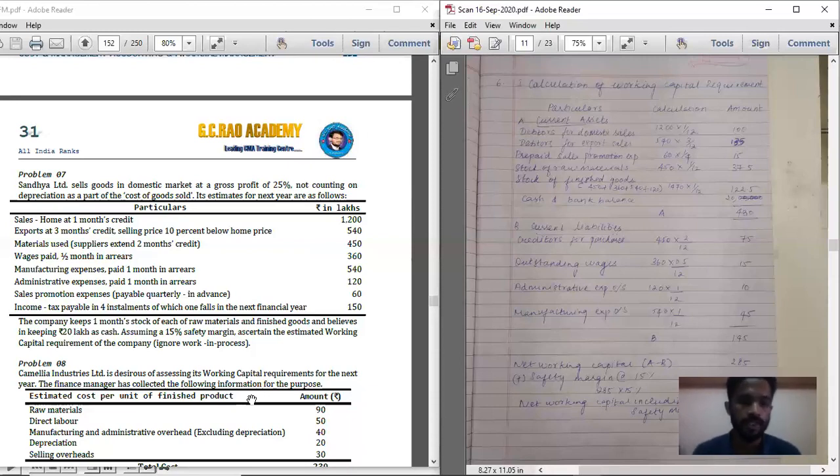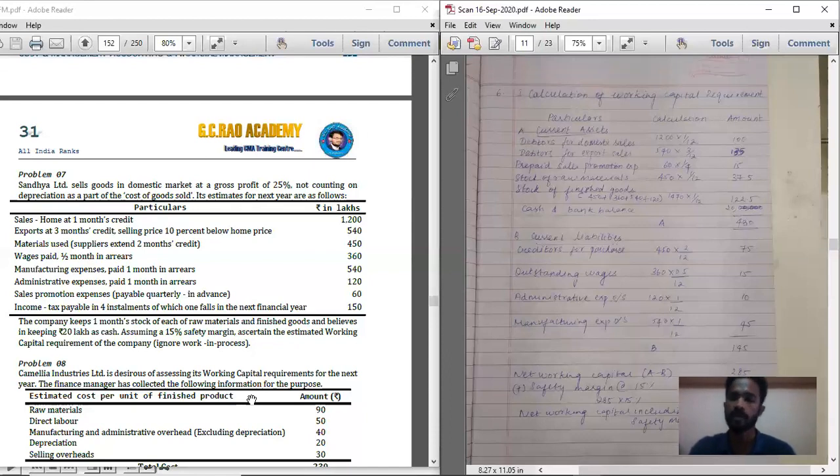And point number 3 is safety margin. Whatever net working capital you are getting, on that the safety margin should be added. So what they are asking in the problem is net working capital including the safety margin. Whatever net working capital you get from current assets minus current liabilities, you should add 15% on that. So these are the 3 new points included in problem number 7. Now we'll take down the problem and note the solution. Come to the notes. Problem number 7.